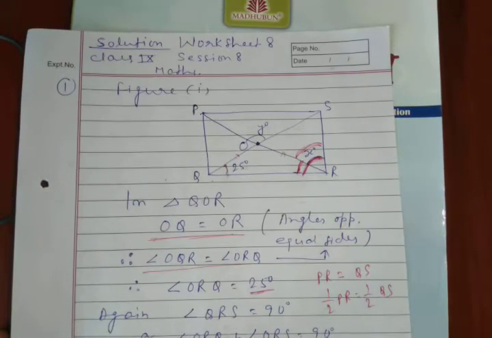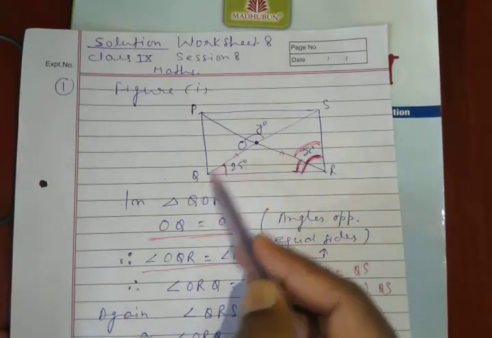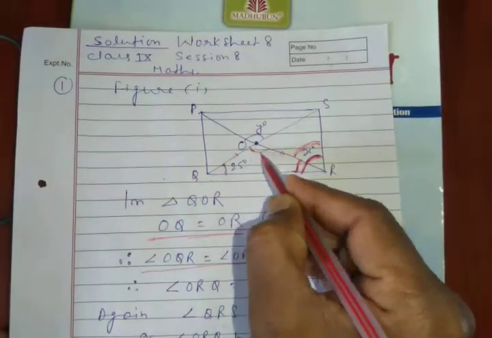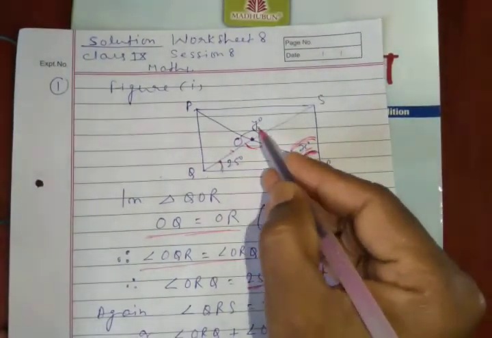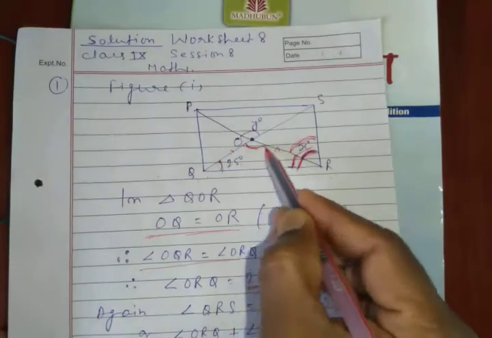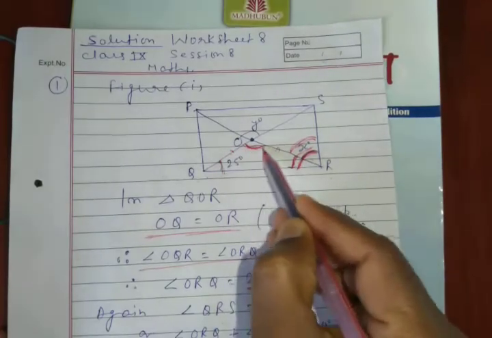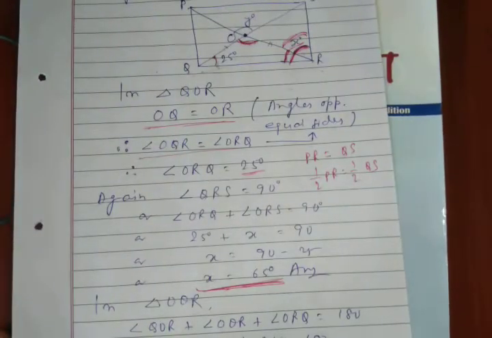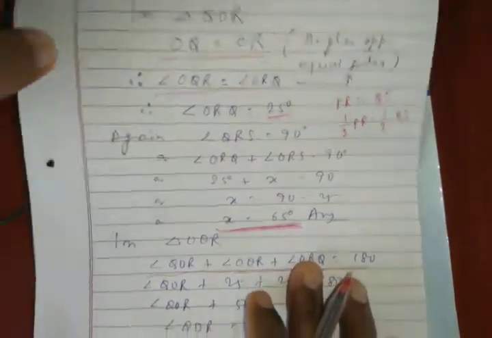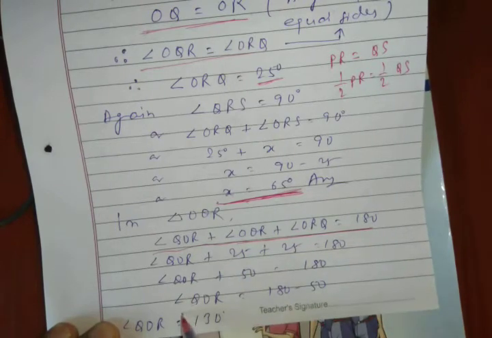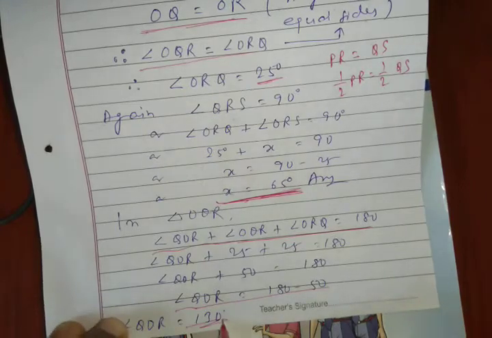Or what is next here? I have found this angle here. That is because we have already found here x. What is x? X is equal to 65 degree. Then we will find here y. So to find y, find this angle QOR first. In this triangle, this angle plus this angle plus this angle is equal to 180 degree. That is the angle sum property of the triangle. So from this, after solving, we will get QOR equal to 130 degree here.